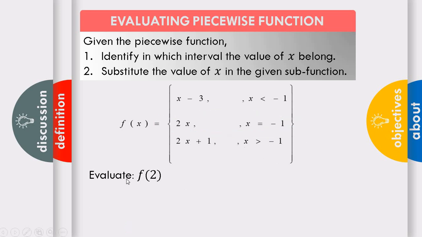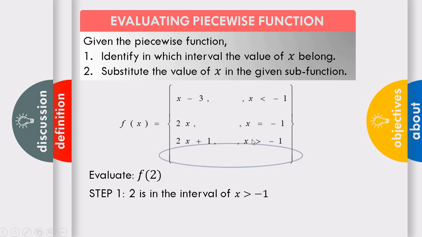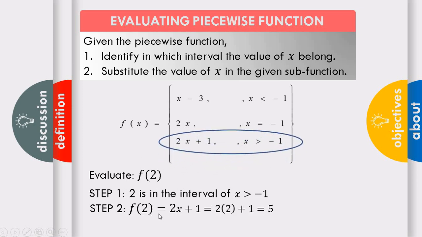So next, f of 2. 2 is greater than negative 1, so we will be using the third subfunction. Evaluate f of 2 equals 2x plus 1, which is 2 times 2 plus 1 equals 5. Therefore, f of 2 is equal to 5.